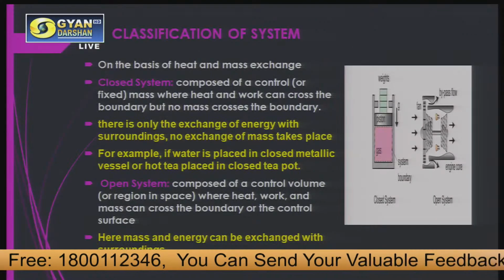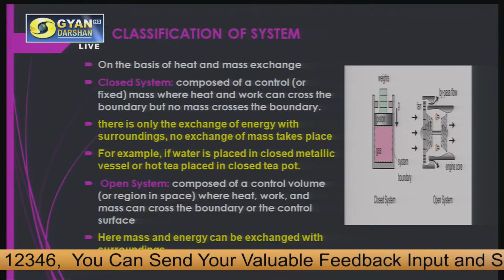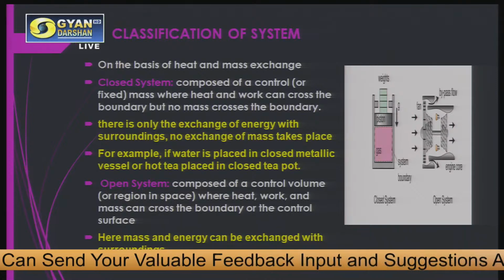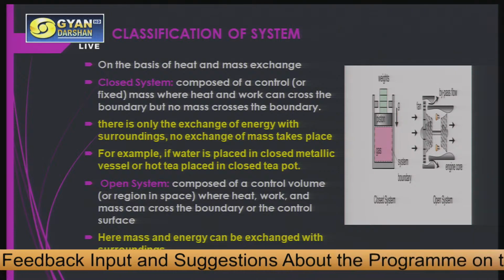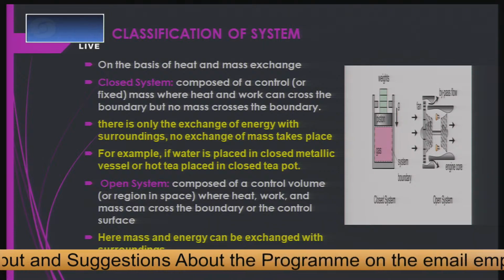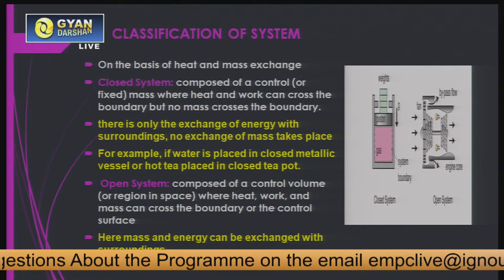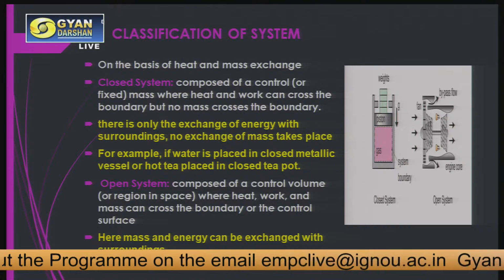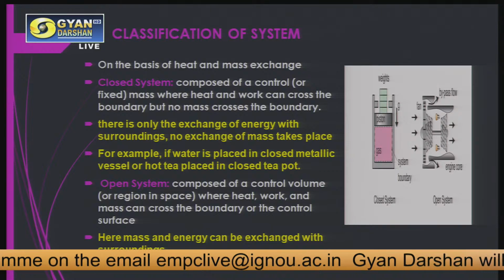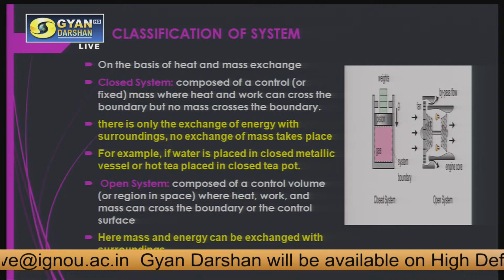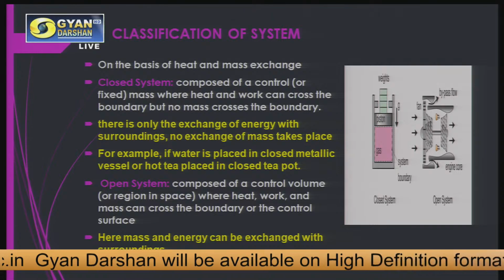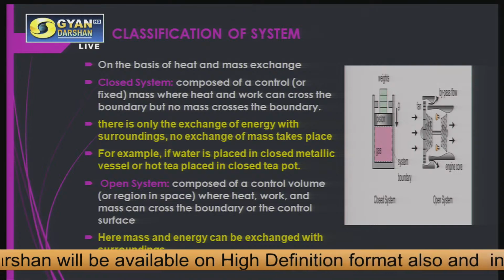Now if we classify the system on the basis of heat and mass exchange, because when we talk about thermodynamics, heat could be exchanged and mass could be exchanged also from the system to the surrounding. Exchange between system and surrounding is what we are generally talking about. So there are three kinds of system: closed system, open system and isolated system.